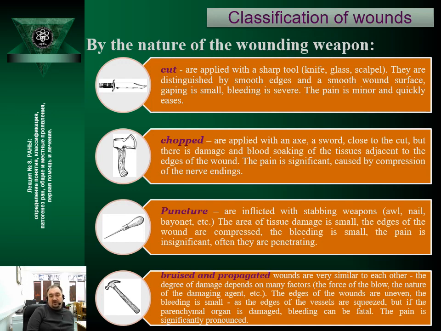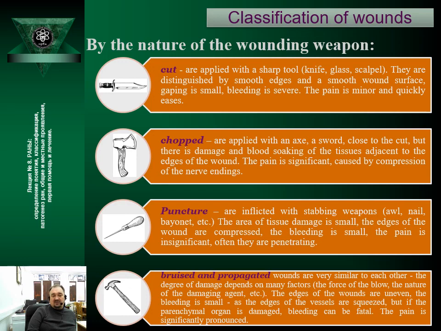Stab wounds. Stab wounds are inflicted with a stabbing weapon. Well, the most common is an awl, a bayonet, a nail. If we take, let's say, the times of the Middle Ages, this is a rapier, that is, there was a special piercing weapon. The area of damaged tissue is most often small, the edges of the wound are compressed and external bleeding is most often not observed. If large vessels are damaged, sufficiently powerful hematomas can form in the depth. The pain is insignificant because there is a small amount of altered, that is, destroyed tissue.